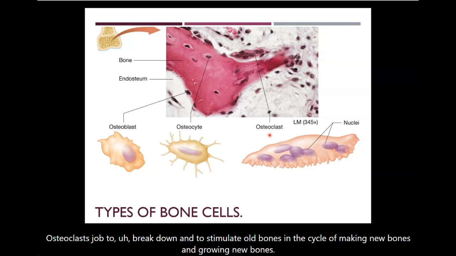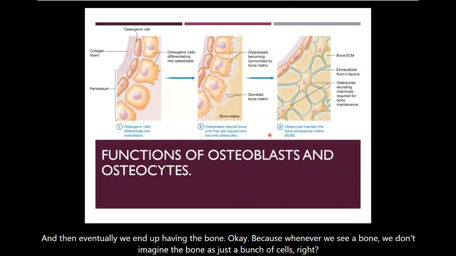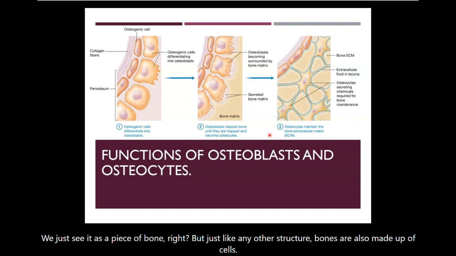It's osteoclast's job to break down and assimilate old bones in the cycle of making new bones and growing new bones, okay? And then this next slide does a really good job in showing us how osteoblasts become osteocytes and how they build the bone matrix, and then eventually we end up having the bone, okay? Because whenever we see a bone, we don't imagine the bone as just a bunch of cells, right? We just see it as a piece of bone, right? But just like any other structure, bones are also made up of cells.